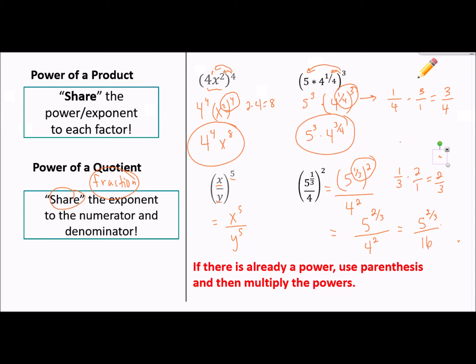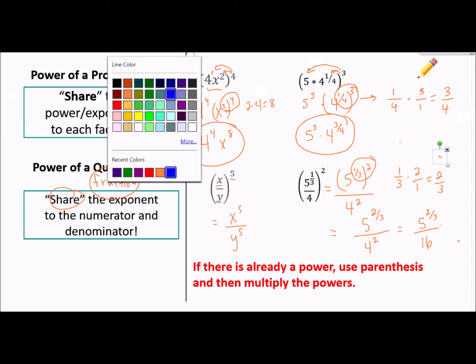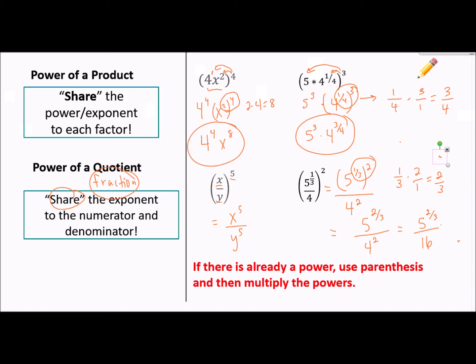Okay, so here's the trick to these. If you see somebody inside has a power already, then use parentheses when you bring that new power in. Like here, these parentheses I used, that was to help me remember to multiply the 2 and the 4, not add them together, which is a common mistake.